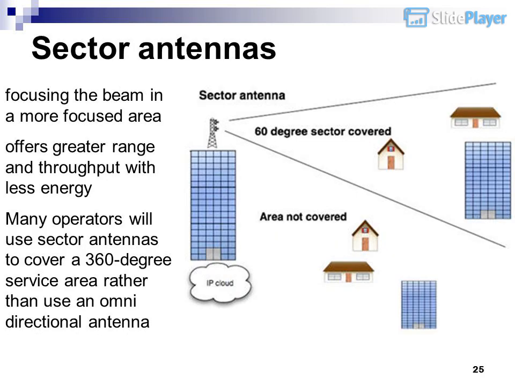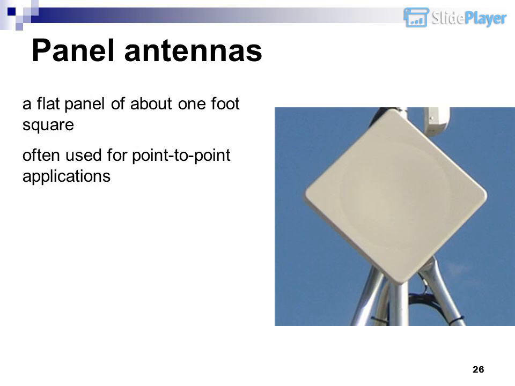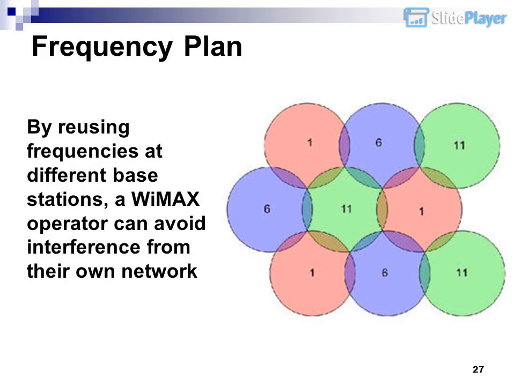Sector antennas focus the beam in a more focused area. They offer greater range and throughput with less energy. Many operators will use sector antennas to cover a 360-degree service area rather than use an omnidirectional antenna. Panel antennas, a flat panel of about 1 foot square, are often used for point-to-point applications. Frequency plan: by reusing frequencies at different base stations, a WiMAX operator can avoid interference from their own network.